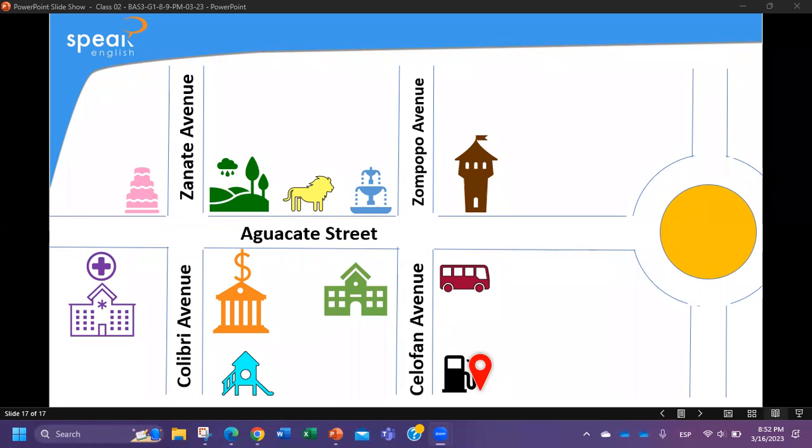The bakery is on the corner of Zanate Avenue and Aguacate Street. And if I want to be more specific, across from the hospital, okay? So this is what I want you to do tomorrow, but not in writing. Tomorrow is going to be in a speaking. So how is this going to be?